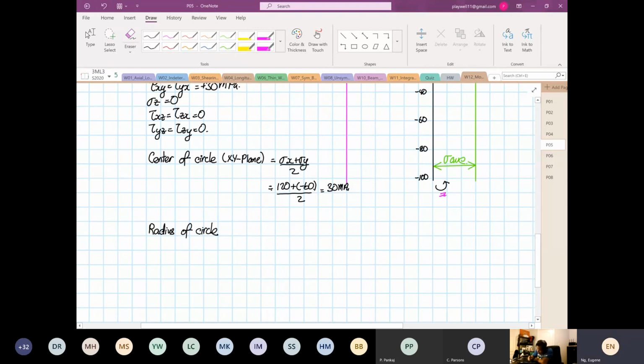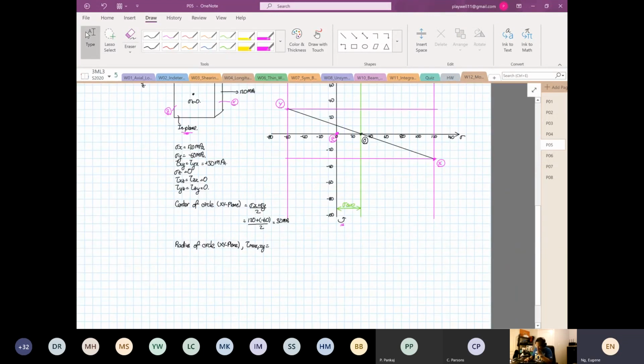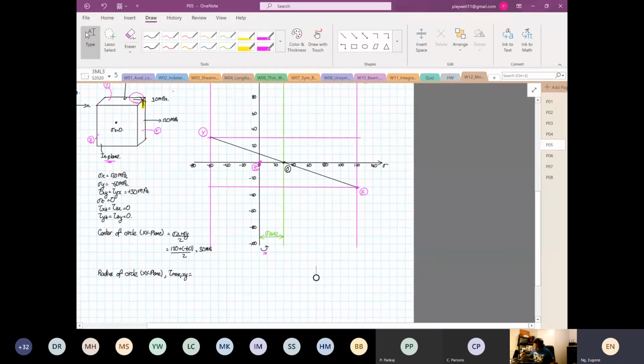All right, radius of the circle for the XY plane. Still the same thing like 3D, yes or no? I mean like 2D, right? So shear XY, or tau max. So we're going to find if the radius is tau max, XY. So this will be equal. So we're going to find the radius.